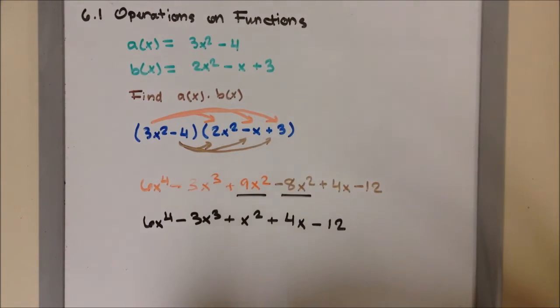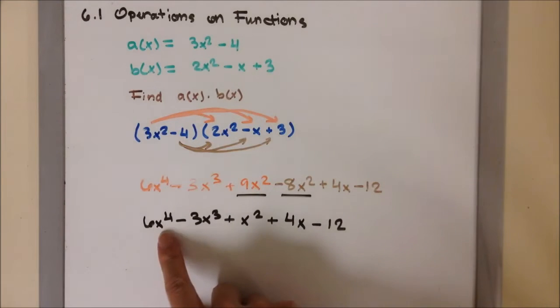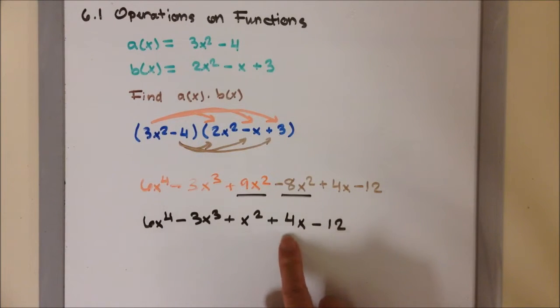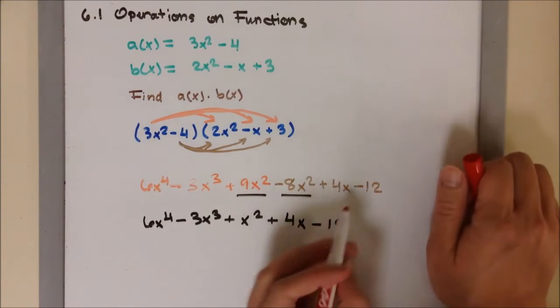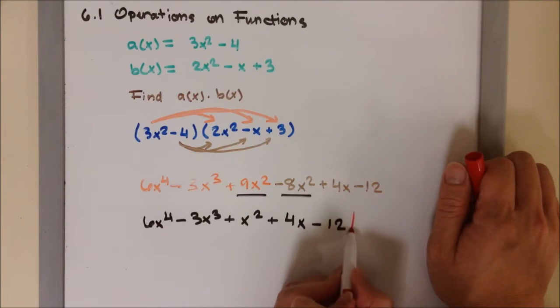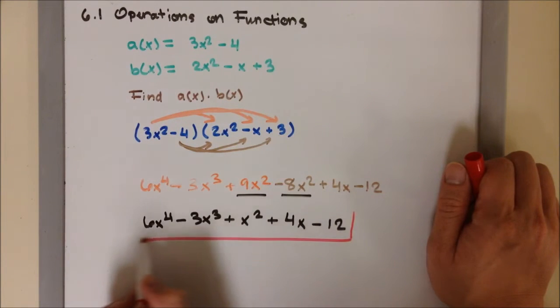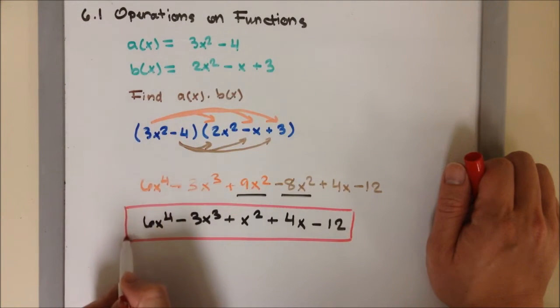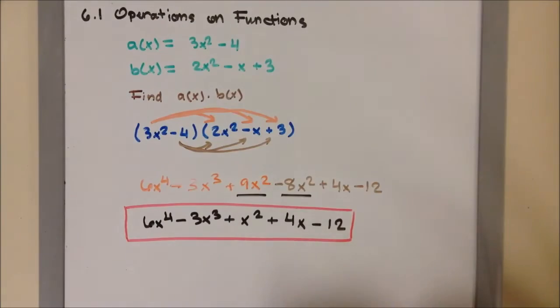So that would be my final answer: 6x to the 4th minus 3x to the 3rd plus x squared plus 4x minus 12. And again, make sure to put your answer starting with the highest exponent. Make sure to put it in order, just like how I did in this example.